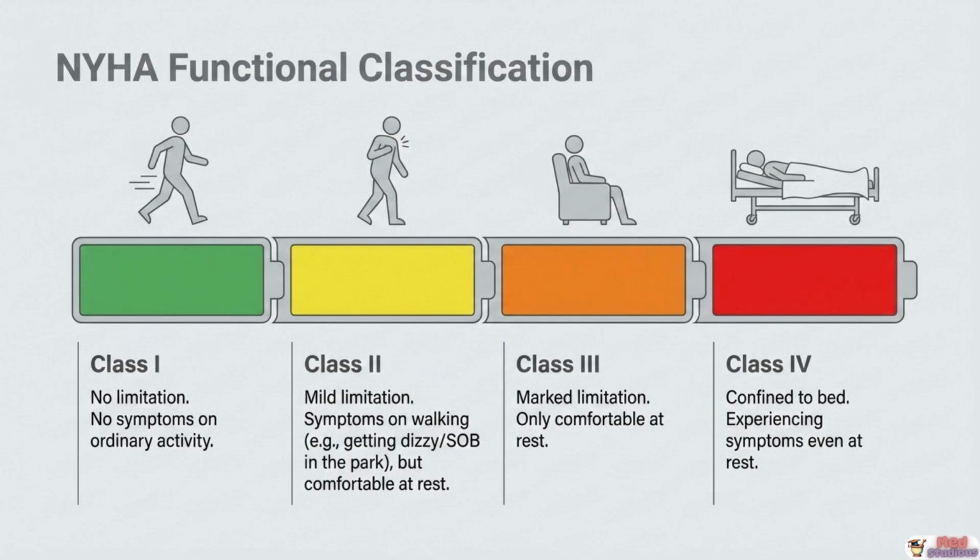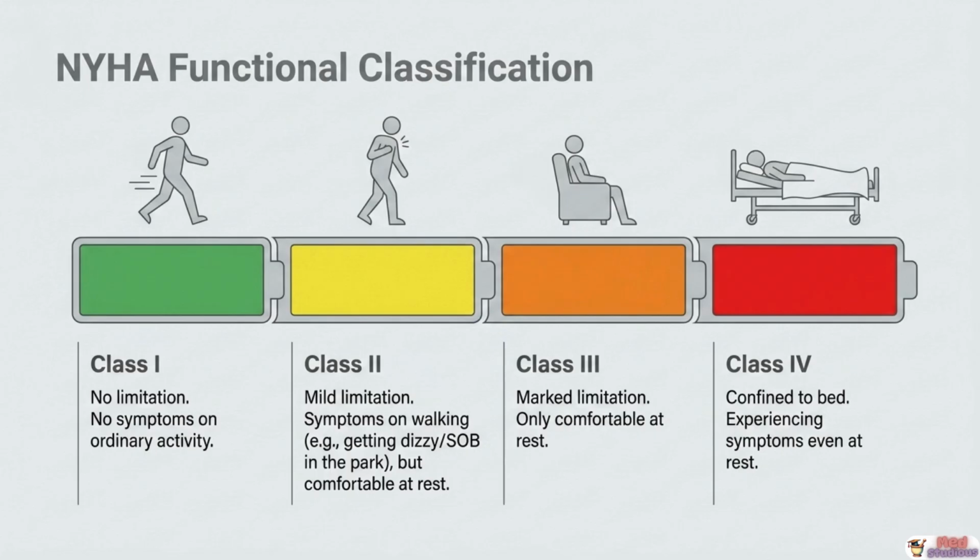NYHA Class 1 represents no functional limitation. The patient can perform ordinary physical activity, climbing stairs, brisk walking, carrying groceries, without any symptoms. Heart failure may be present structurally or biochemically, but the patient remains asymptomatic during normal activities.